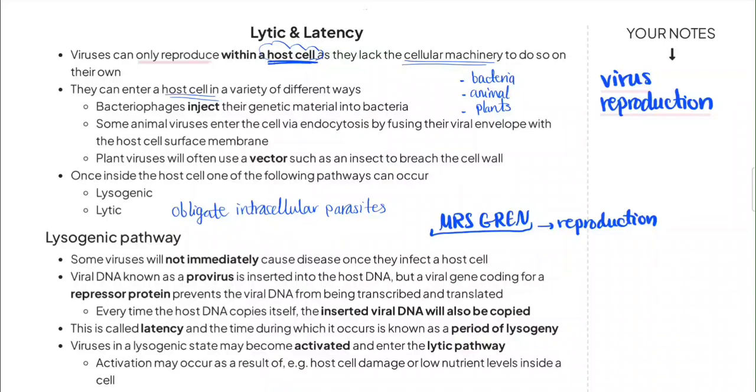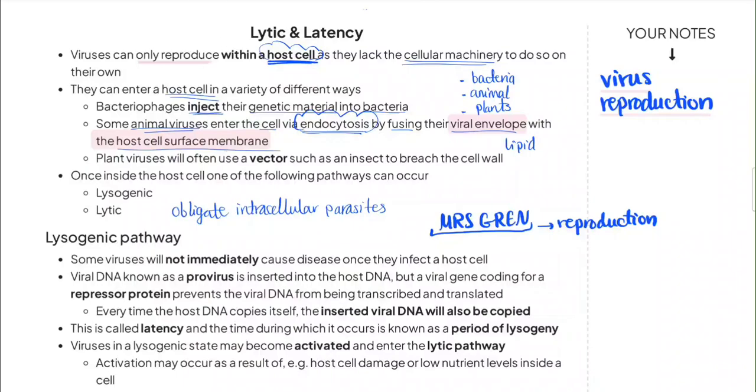For the bacteriophages, they inject their genetic material into the bacteria. However, the animal viruses enter the cell via endocytosis by fusing their viral envelope, which we call the lipid envelope, made from proteins and lipid, with the host cell surface membrane. So the animal viruses enter by endocytosis, and this occurs by the fusion of the viral lipid envelope with the host cell surface membrane.